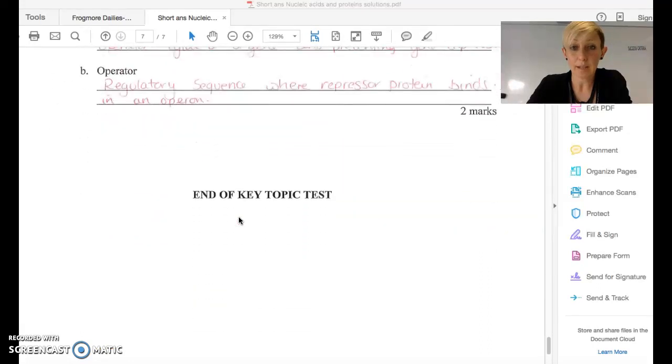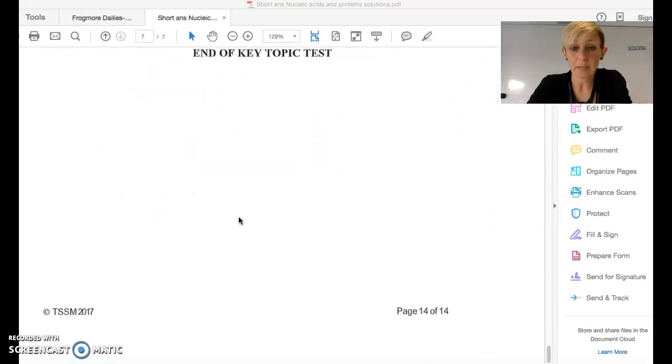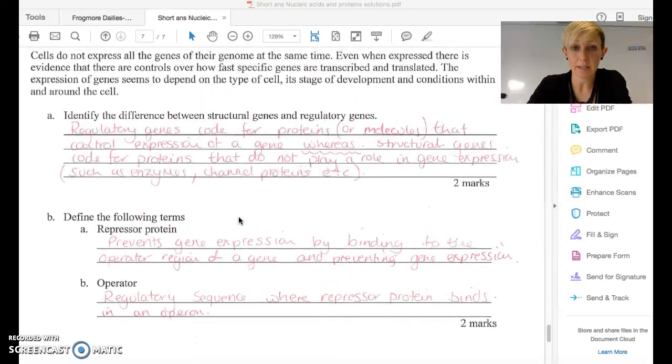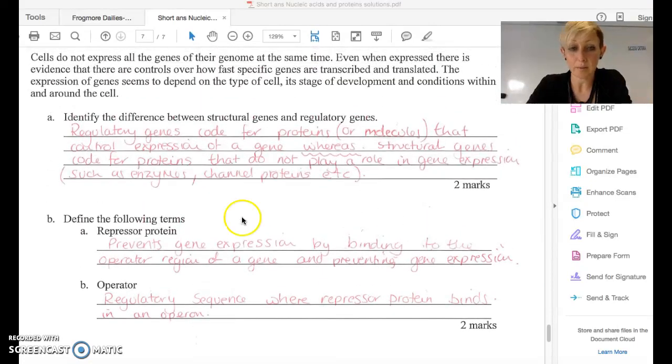I hope that is useful, and please come and see me if any of this doesn't make sense or you want any support in closing those gaps. Well done.